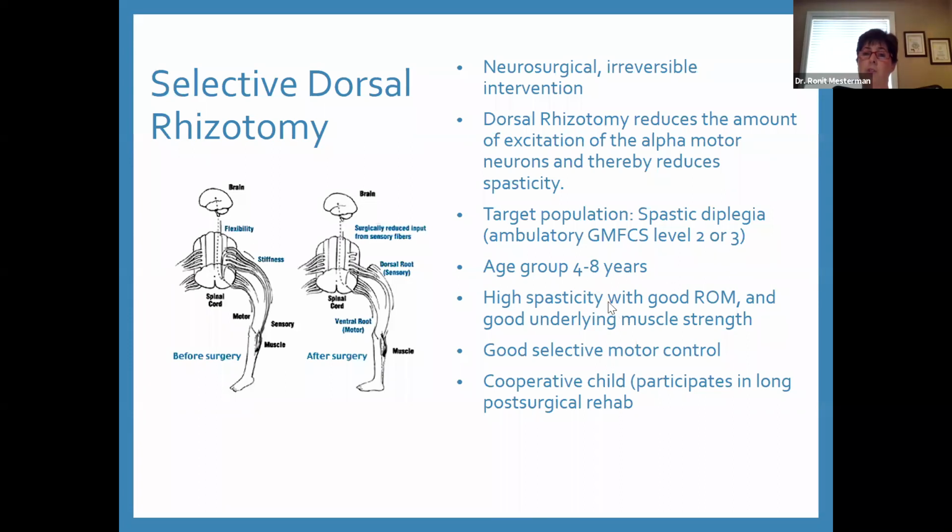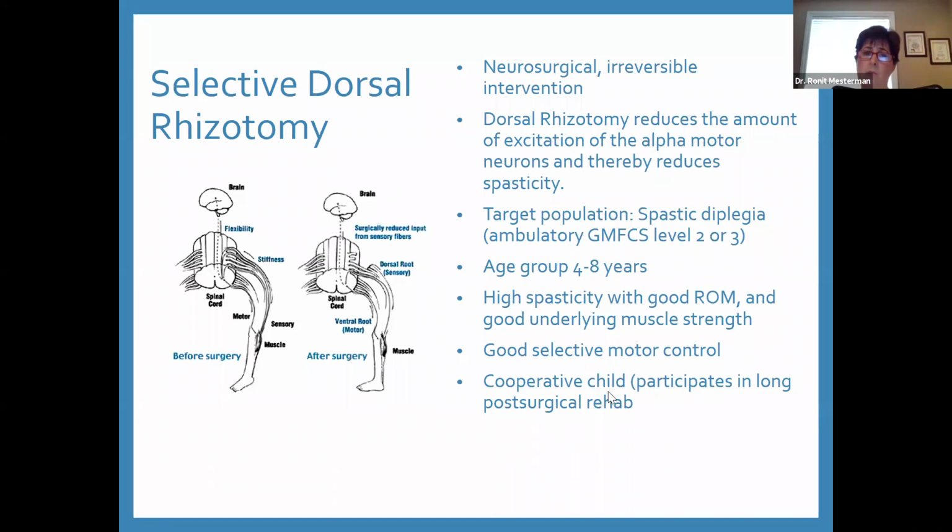You want to pick the patients that have good range of motion, no contractures yet, and underlying good muscle strength. Because when you take away the tone, you'll start seeing the true underlying strength. And again, having to emphasize dorsal rhizotomy does not per se weaken the muscle. But if you have weak muscles and the tone was the one that actually held you up, then it will unmask the weakness. And once it's unmasked because you had the surgery, you cannot turn it back. So it's really important to be very thorough in the selection of the right patients.